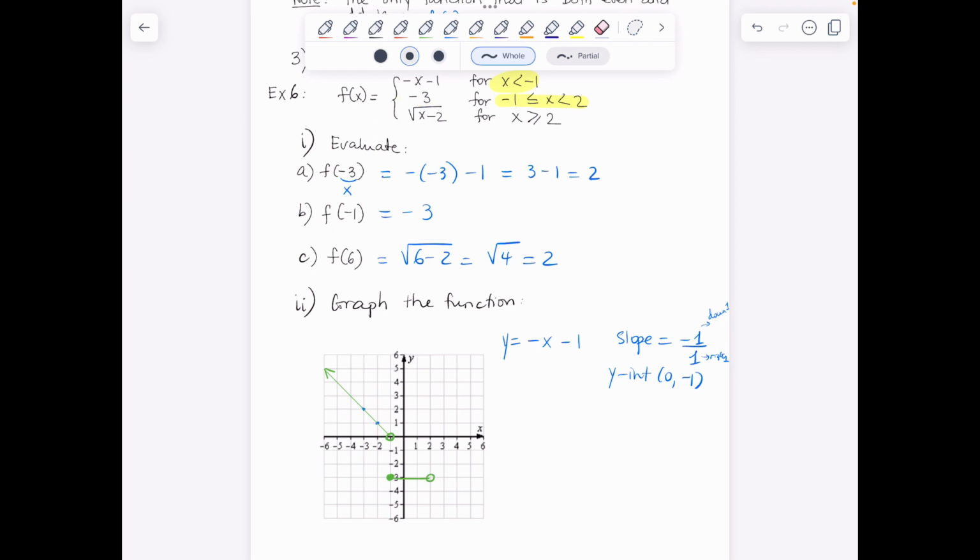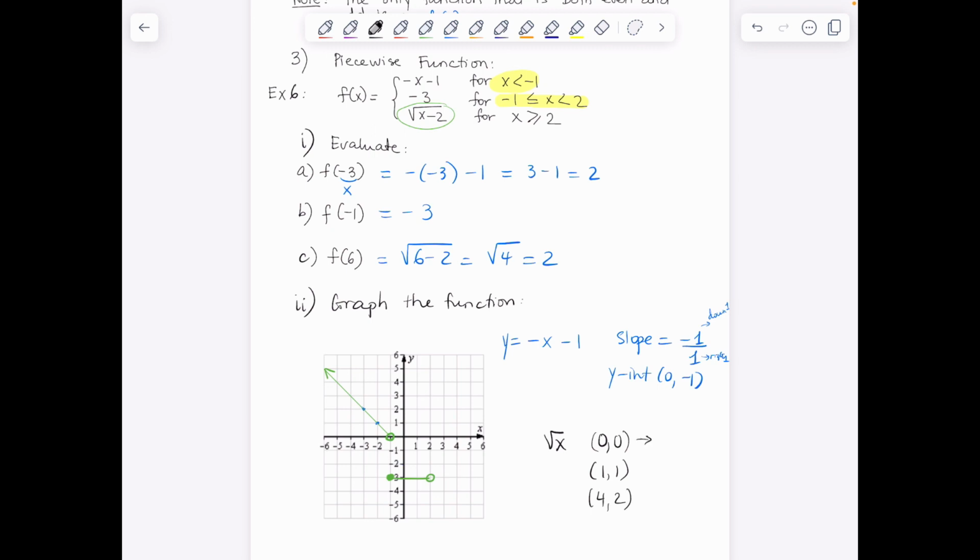And then we have the third formula. We have square root of x minus 2. This is a square root of x function that is being shifted to the right 2 units. So some of the main points for the square root of x function is (0, 0), because the square root of 0 is 0. (1, 1), because square root of 1 is 1. (4, 2), because square root of 4 is 2.